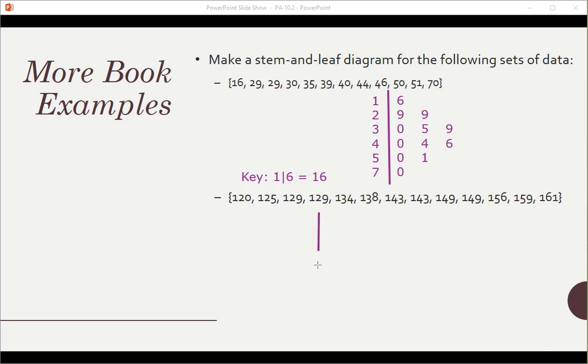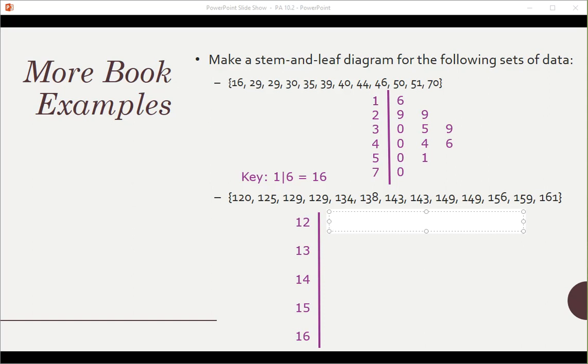Let's look at another one. This time, my values are not just ones and tens. Now I also have a hundreds place. So that means on the left, I'll have both the tens and the hundreds. And again, my stem will only be the ones. So I have 120s, 130s, 140s, 150s, and 160s. Make it easier to see.